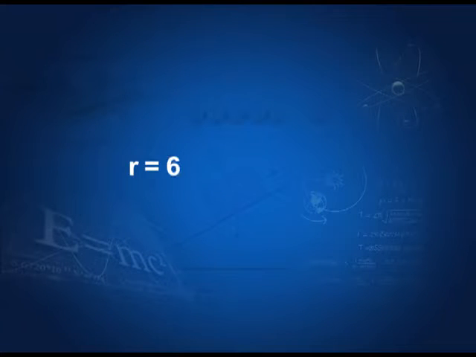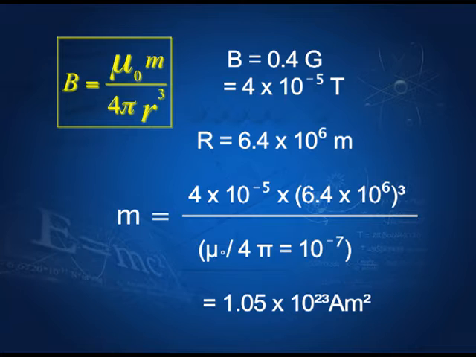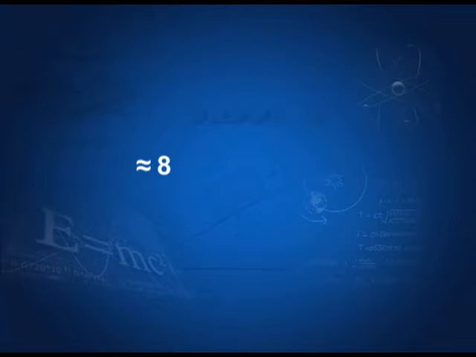Earth is 6.4 times 10 to the power 6 meters, and using our expression which we used for dipoles earlier, B = mu naught m upon 4 pi r cube, we get the value of m to be equal to 1.05 times 10 raised to the power 23 ampere meter square. This value is consistent with the value that has been experimentally determined, which comes out to be approximately 8 times 10 raised to the power 22 ampere meter square.